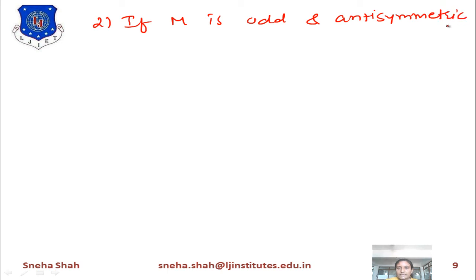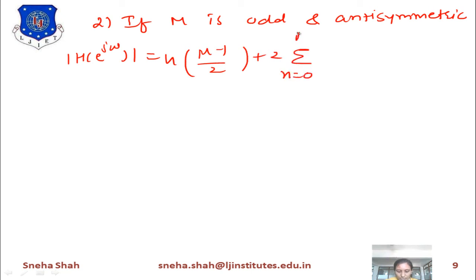Now the next condition is if m is odd but antisymmetric, then instead of cos we have to put the sine value. It means mod of H of e raised to j omega equals h of m minus 1 by 2 plus 2 times summation n equals 0 to m minus 3 by 2 of h of n sine of m minus 1 by 2 minus n times omega. So instead of cos we have taken sine, so it is considered antisymmetric.